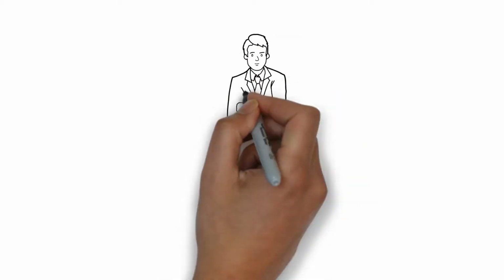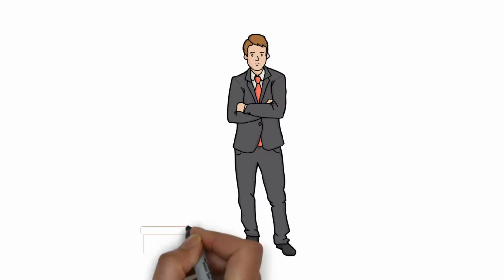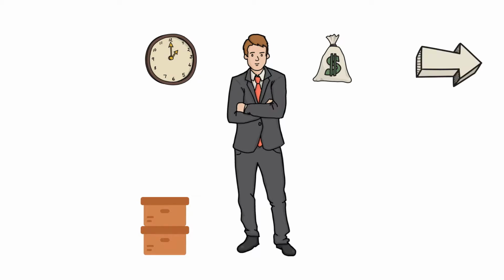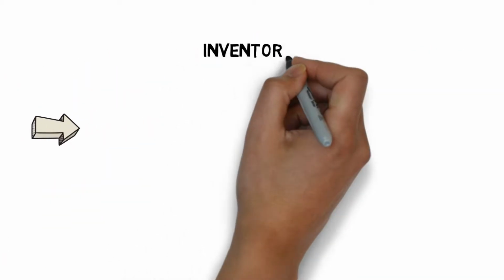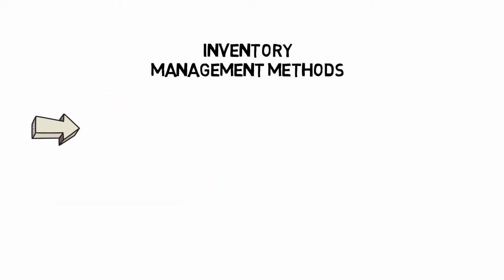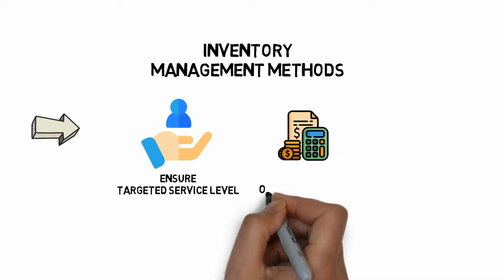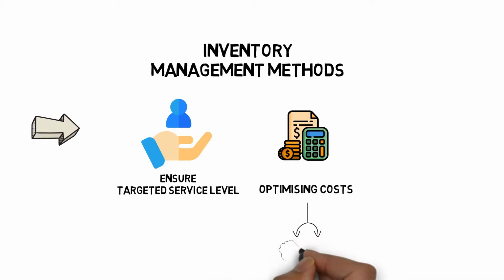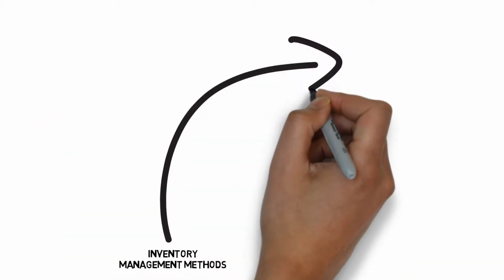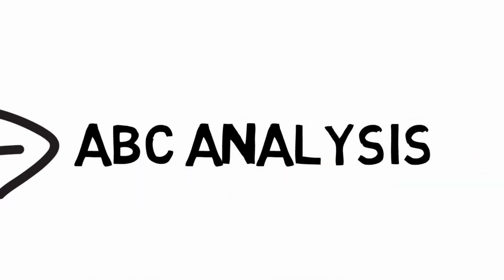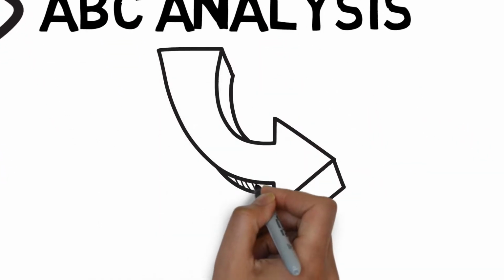As you might guess, it is impossible to manage such a large inventory item by item, as it would be extremely time-consuming and costly. As a result, managers have to use inventory management methods, allowing them to deal with such large inventories. The main objectives of such methods is to ensure the targeted service level while optimizing costs associated with holding and ordering stock-keeping units. The inventory management method that we are going to use in this situation is the ABC analysis. This technique divides the inventory into categories of items according to the monetary value.